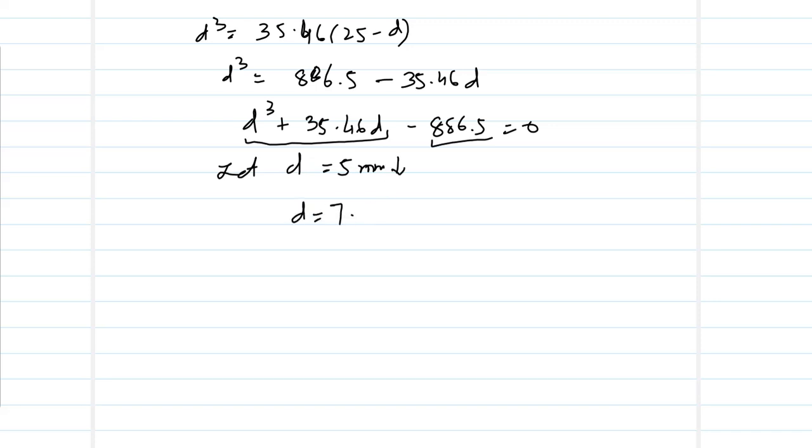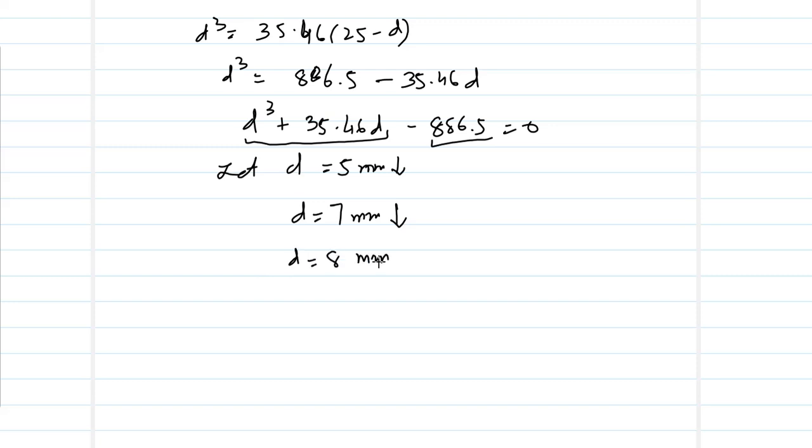You take d equal to 7 mm. See, if this value becomes way positive, you are taking a larger value of d. If this whole equation is less than 0, you are considering a lower value of d. Now I am taking d as 7. So 7 cube plus 35.46 into 7 minus 886.5. Still I am getting the value of minus 295.28. It again means you have to increase. This value is again smaller.